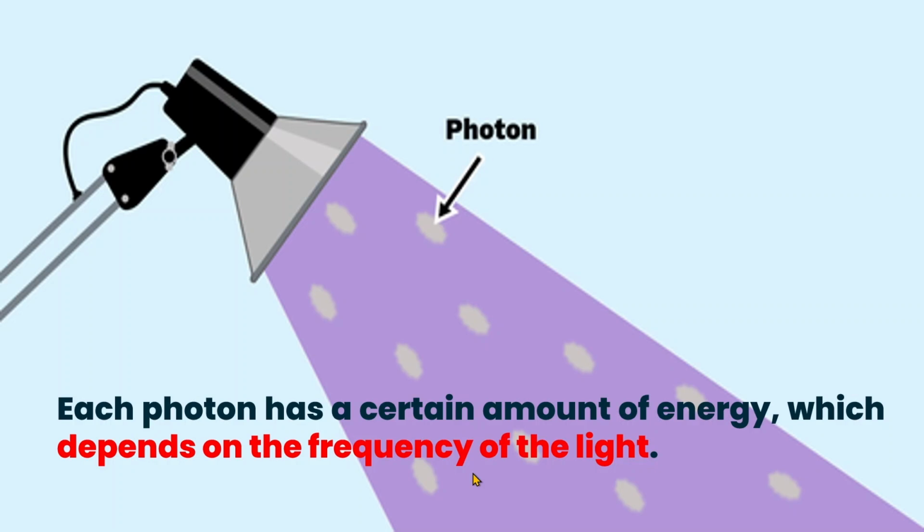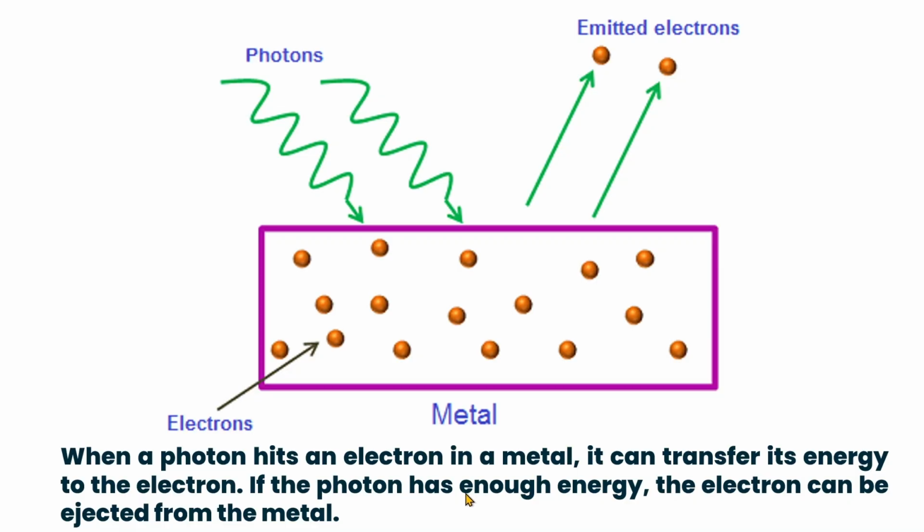Each photon has a certain amount of energy which depends on the frequency of the light. So energy depends on the frequency of light. When a photon hits an electron in a metal, it can transfer its energy to the electron. If the photon has enough energy, the electron can be ejected from the metal. As you can see here, photons hit the electrons in the metal, and if that energy is high enough, then the electron can be ejected from that metal.